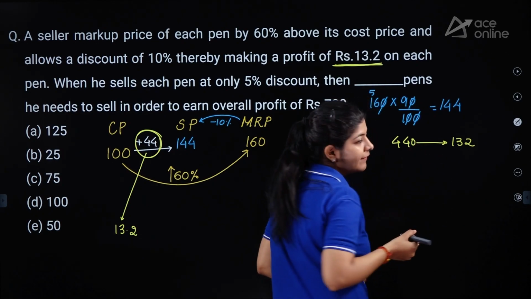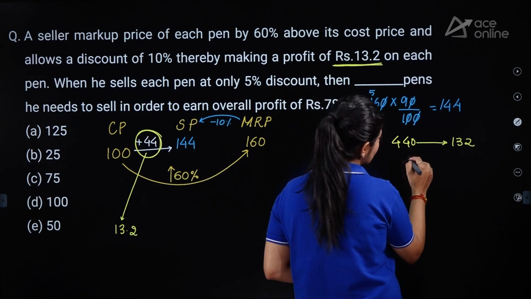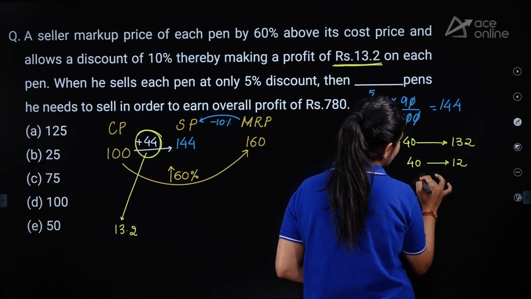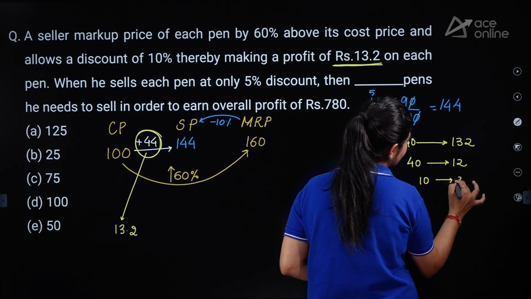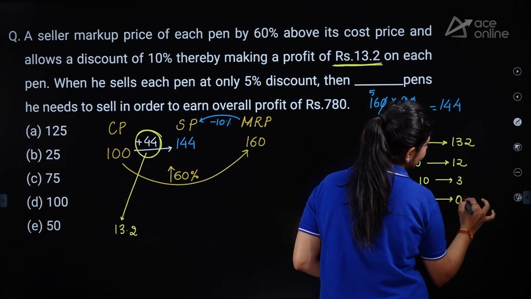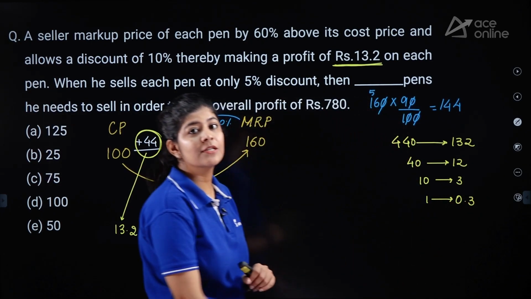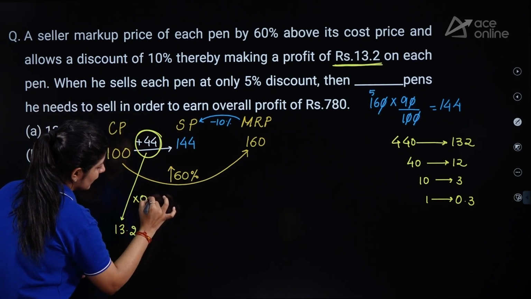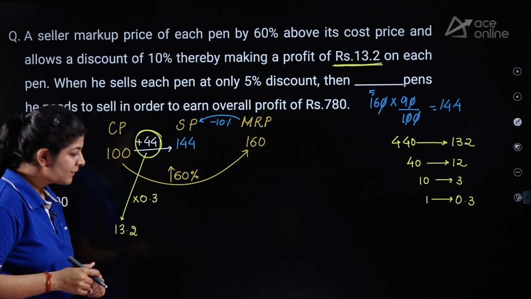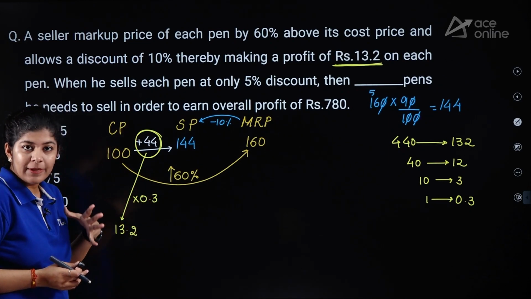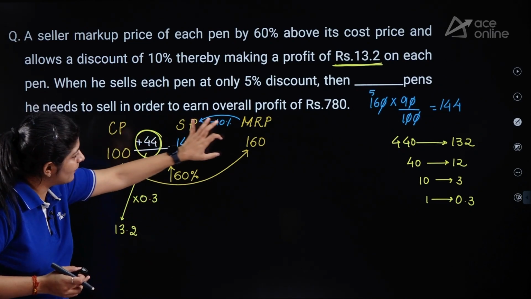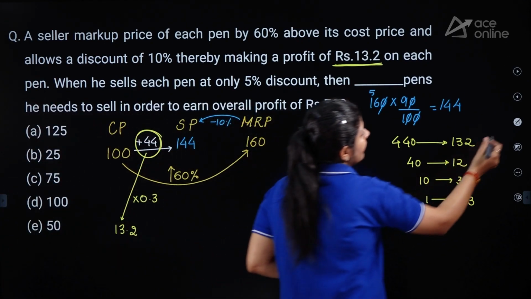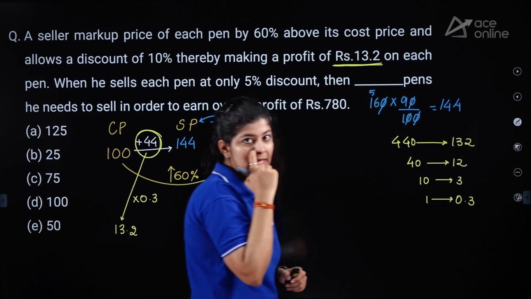Instead of writing 0.2 here, I just write 0, and with the help of 11 we can eliminate it. So here we have 40, and here we have 12, 10 and 3. So we can say that the value of 1 is 0.3. So this is on the multiple of 0.3. With the help of this ratio, we can easily determine the actual values.